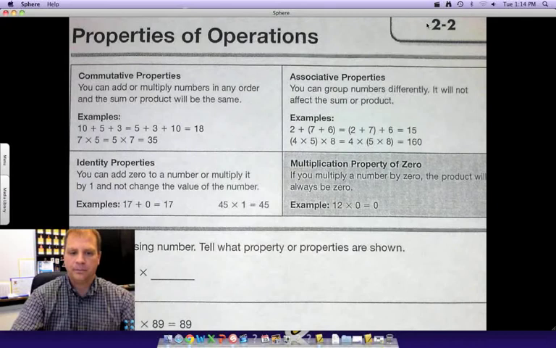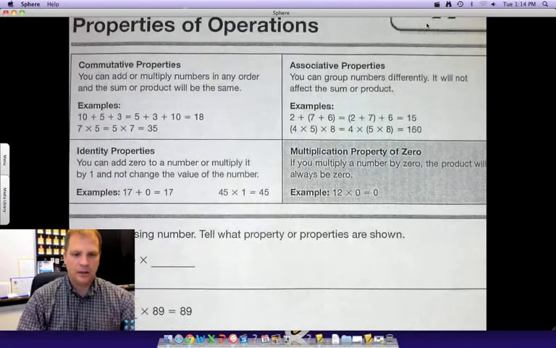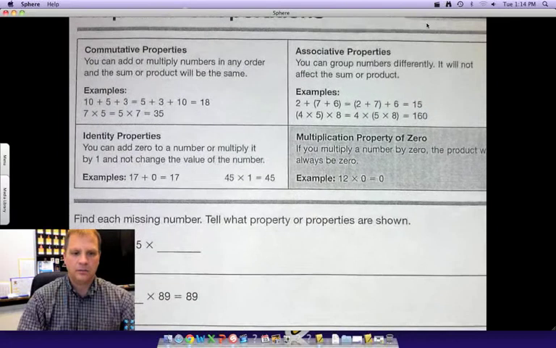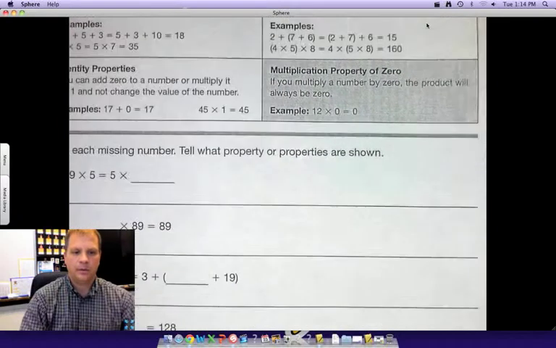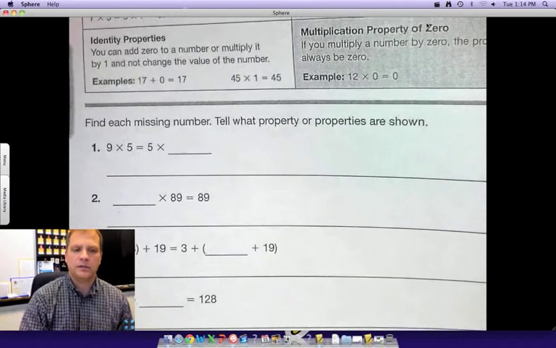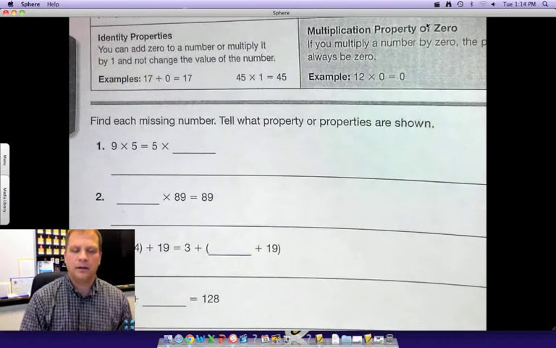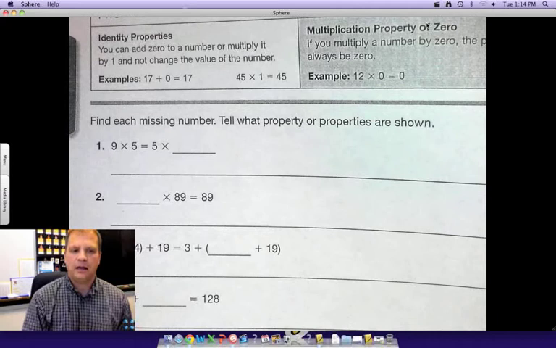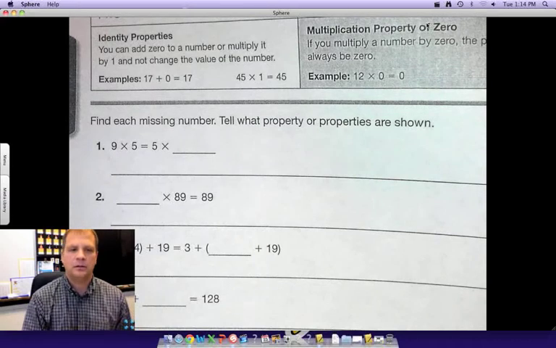Pretty basic. What I would like for you to do is take a look at the two examples that you see on your screen. I'm going to move it up. So number 1 and number 2 are two examples that I want you to take a look at. And I want you to create a document and finish numbers 1 and 2 by filling in the missing number and telling me which of the four properties above are being represented.